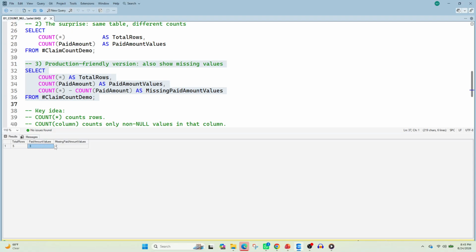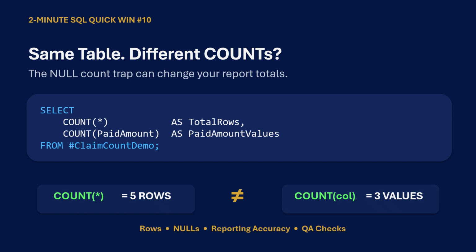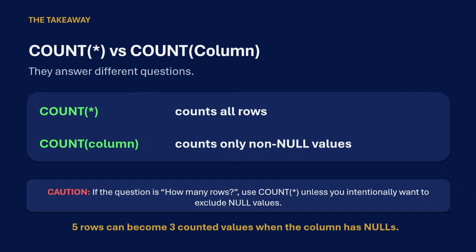If your business question is how many rows, use COUNT(*). Use COUNT(column) only when you intentionally want the number of populated values. The takeaway is simple. COUNT(*) counts rows. COUNT(column) counts only the non-null values in that column.